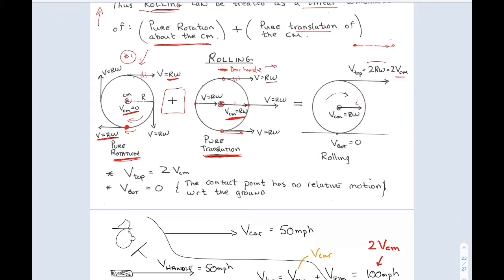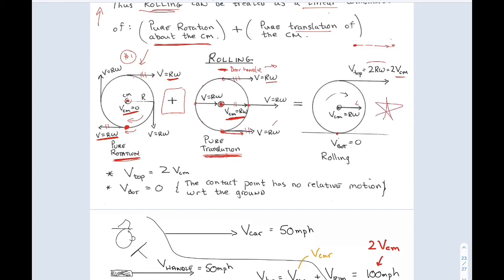So the bottom of the wheel, where it touches the road, is headed to the left. Okay, I hope I said that correctly. Headed to the left with velocity r omega due to rotation, and it has a velocity to the right of r omega due to translating. So those two arrows cancel out, and they give you 0. So that says the velocity at the bottom of the wheel is 0. So the bottom of the wheel has no relative motion with respect to the ground.